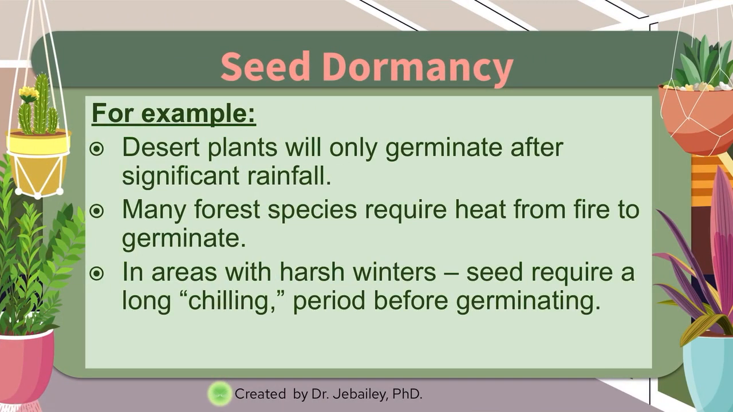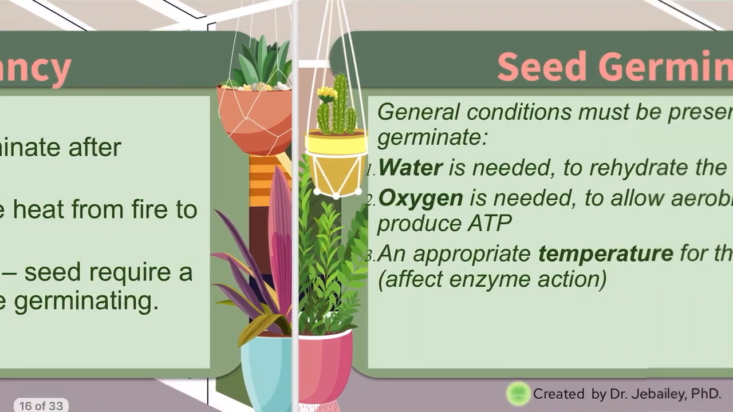Now, examples of seed dormancy. For example, desert plants will only germinate after a significant rainfall. Many forest species require heat from fire to germinate. In areas with a harsh winter, the seeds require a long chilling period before germinating. So you can see that each seed has its own type of environment that allows it to germinate.